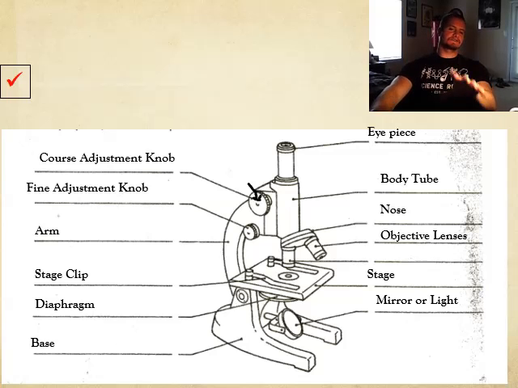Now for you guys, it's going to be a light source. Back in my day, what we had was a mirror that you actually had to basically bounce the light off of a light source into the mirror and then up through the stage. Technology. It's made some wonderful improvements over the years. So let's talk about the actual parts of the microscope in a bit more detail, shall we?